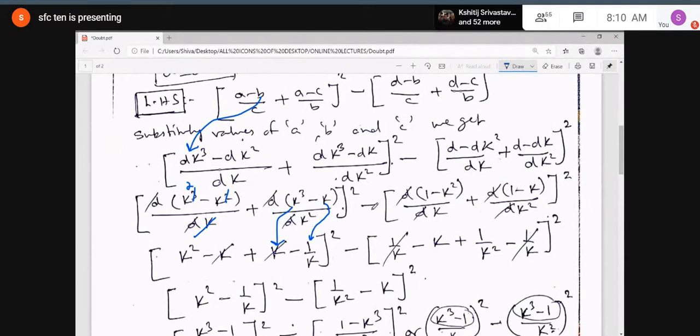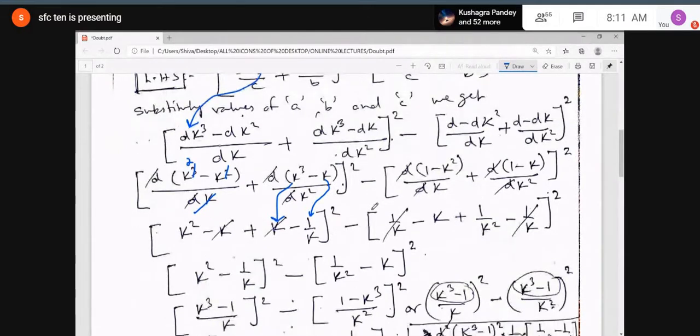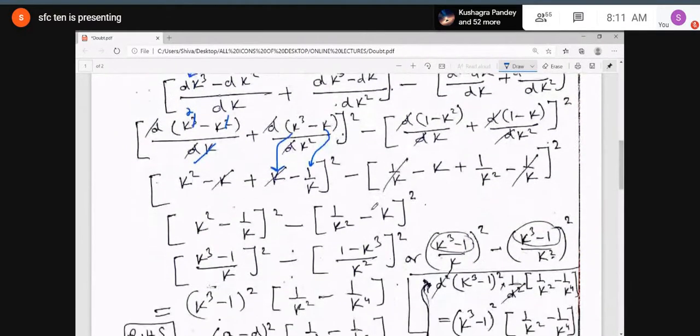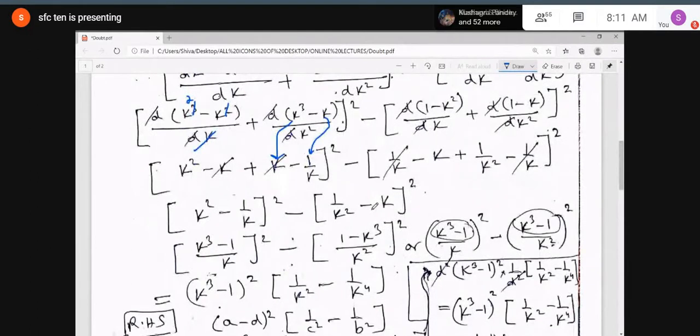If you see carefully, minus K and plus K will be cancelled in the first bracket, and in the second bracket, 1 upon K and minus 1 upon K will be cancelled. So it will be in the shape (K square minus 1 upon K) whole square minus (1 upon K square minus K) whole square. When you solve, you can write it as (K cube minus 1 upon K) whole square minus (1 minus K cube upon K square) whole square. Whole square is already there.